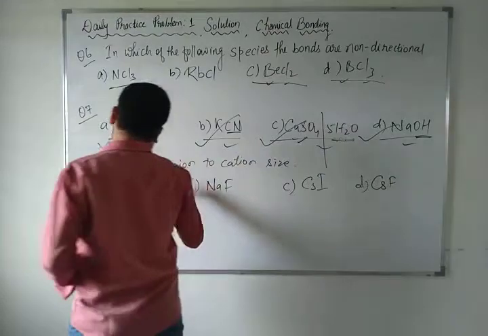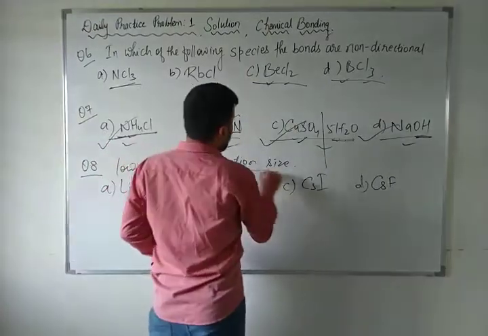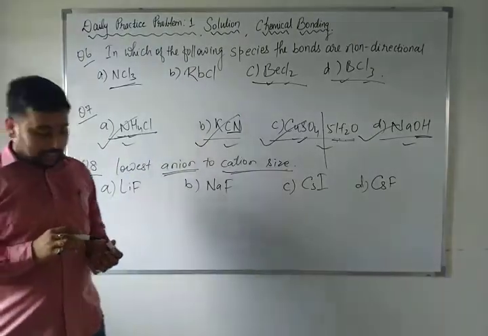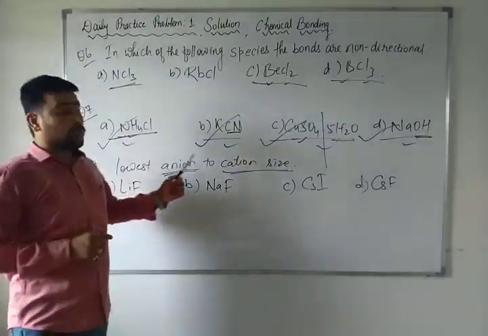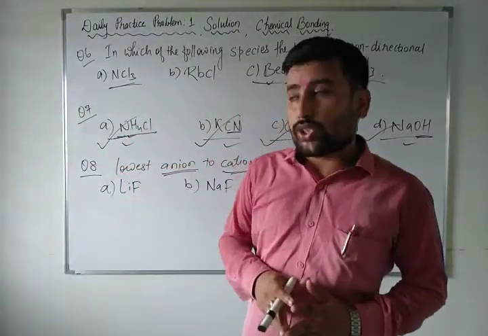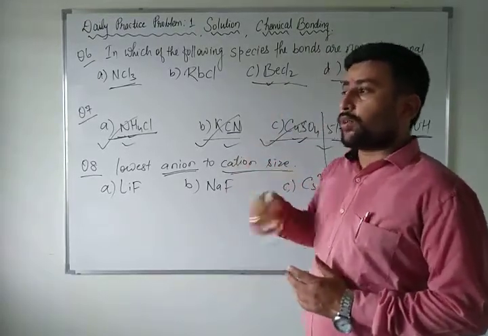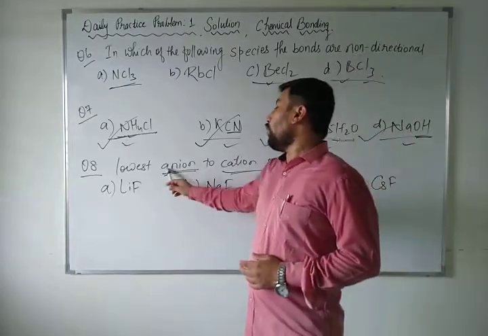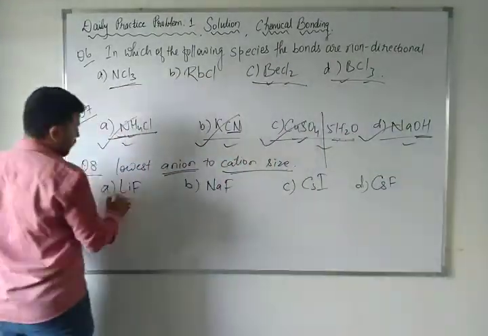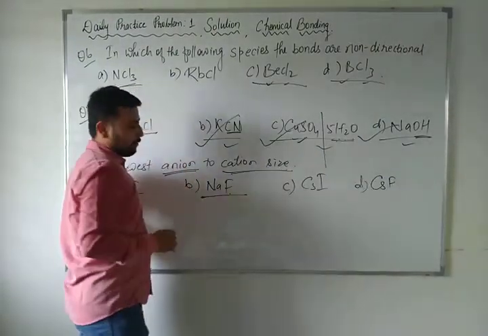Lowest anion to cation means the anion size should be small and the cation size should be large. Then only there will be the lowest anion to cation size ratio. Remember the words. Whenever the question asks, focus on the question. If you repeat the question two or three times, then you understand what it wants to say. Lithium is a second period element, and fluorine is also second period. Not possible. Third period and second period, not possible.